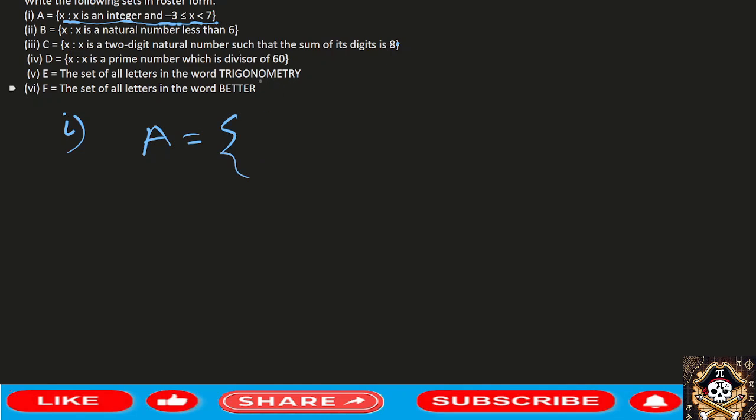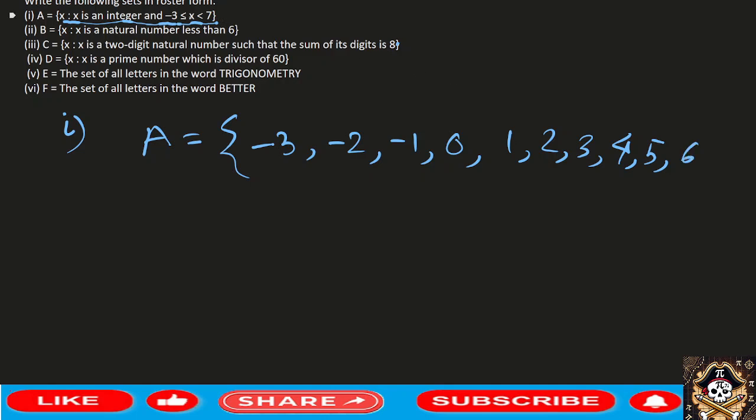Therefore, what will be the elements of A? x are integers, and integers can be negative also. Therefore, -3 will be an element. Then -2, -1, 0, 1, 2, 3, 4, 5, and 6. 7 will not be a member because here it is written that x is less than 7, and that will be the roster form of the given set which is given in the set builder form.